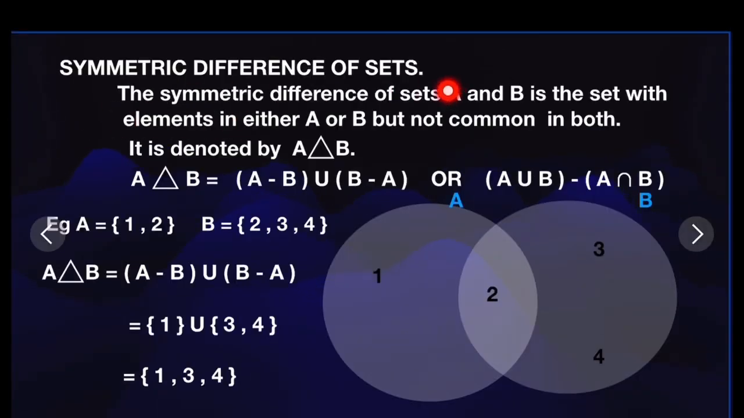Symmetric difference of two sets, that is the union of A difference B and B difference A. So this portion, union of this and this, is called the symmetric difference. We will not consider the middle portion which has the common element. We will leave that out. There are two formulas. It is called A delta B. A delta B is equal to A difference B union B difference A, or A union B minus A intersection B.